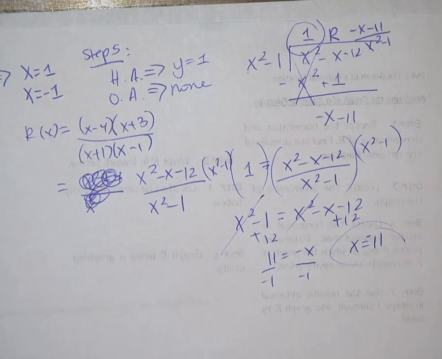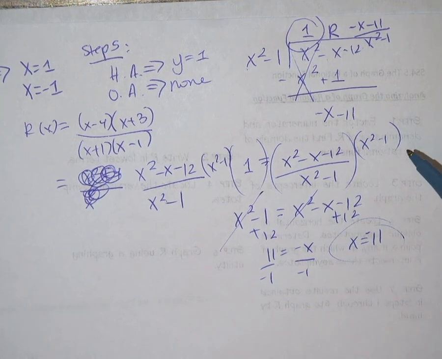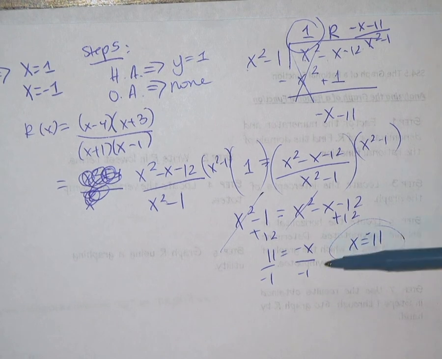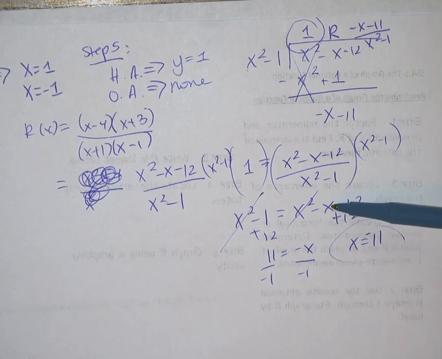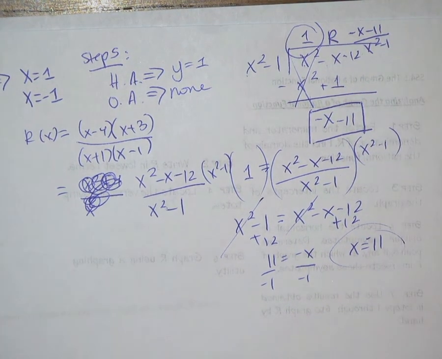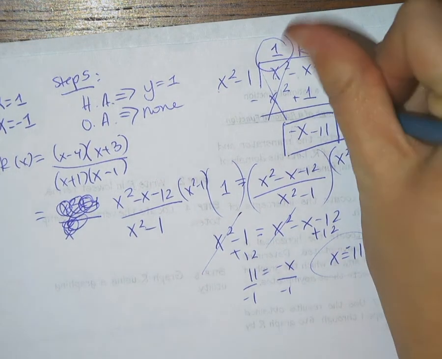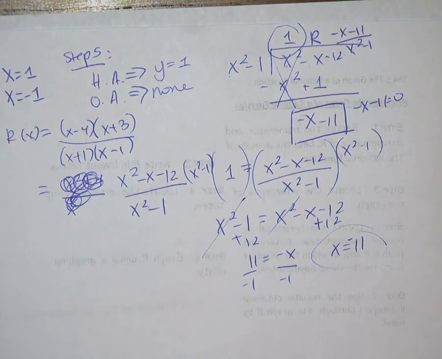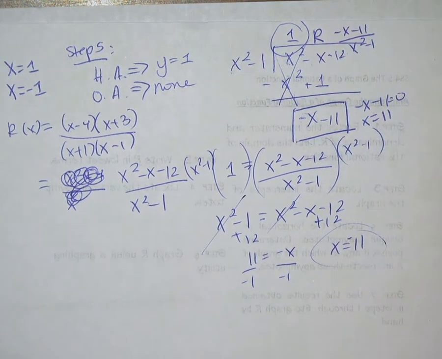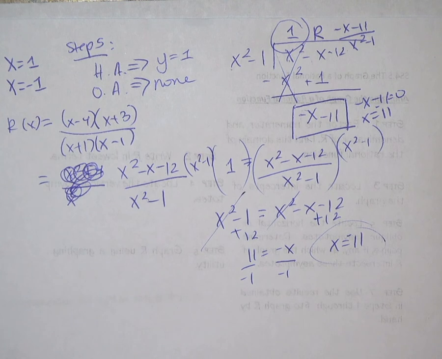Do you notice anything about what I had left over here after I started simplifying? If you notice, this negative x and this 11 is exactly identical to if I had set my remainder equal to 0. Okay. So if I had just originally taken my remainder, negative x minus 11, and set it equal to 0, then I would see that I would also get x equals negative 11. Okay.